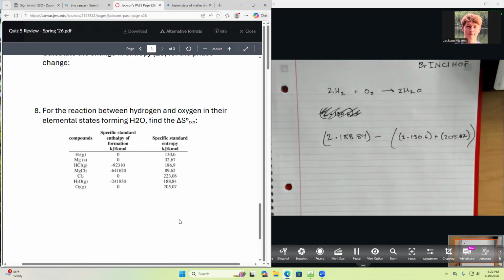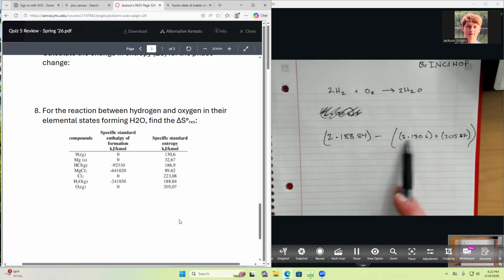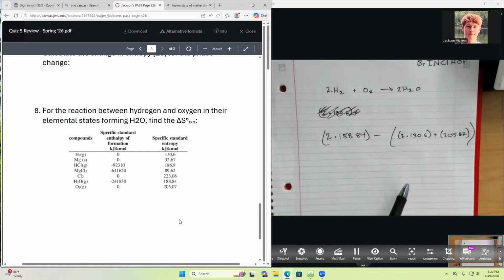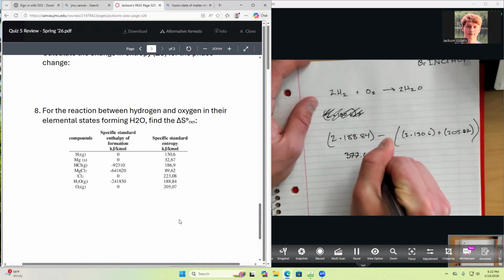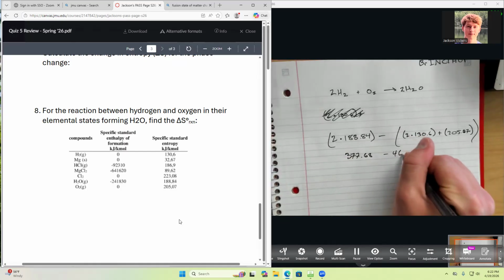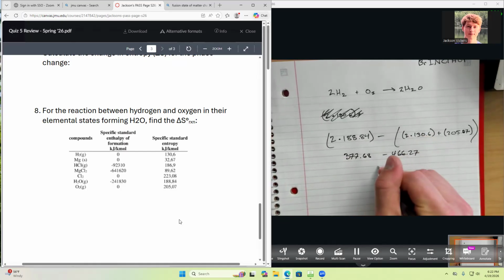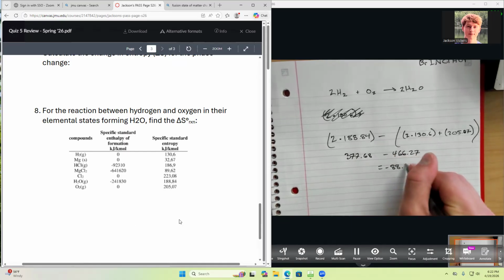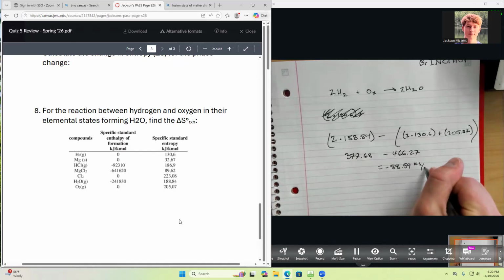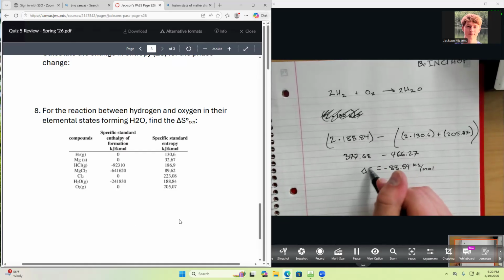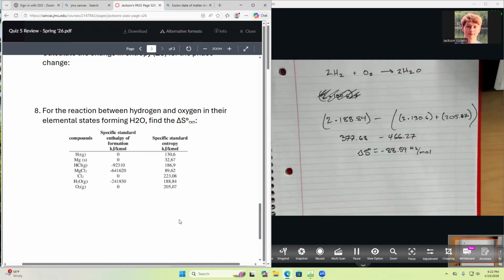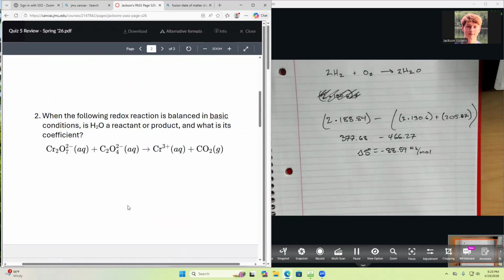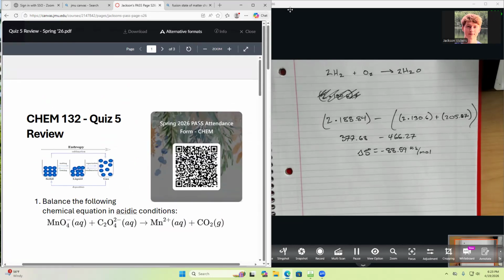Is that okay for everyone? Products minus reactants, always multiplying the thing by its coefficient. And so this answer comes out to be 377.68 minus 466.27. So overall, negative 88.59 kilojoules per mole. Is that good for everyone? Sweet. All right, I know this stuff is not the most exciting, but good to know how to do it. Does anyone have any questions about this or the other ones?